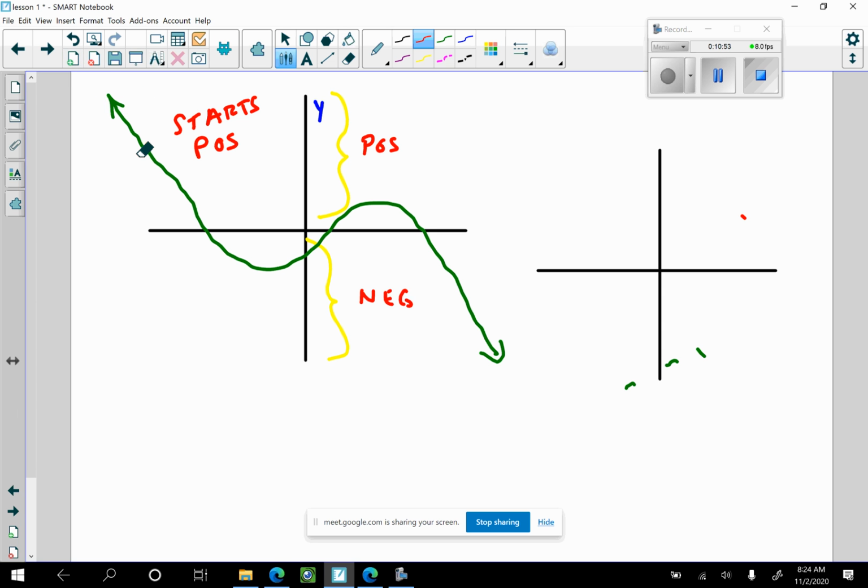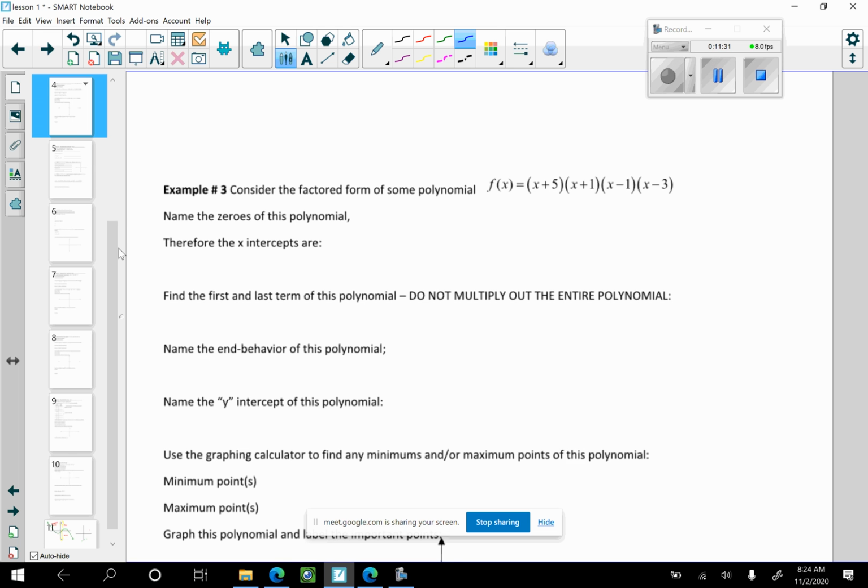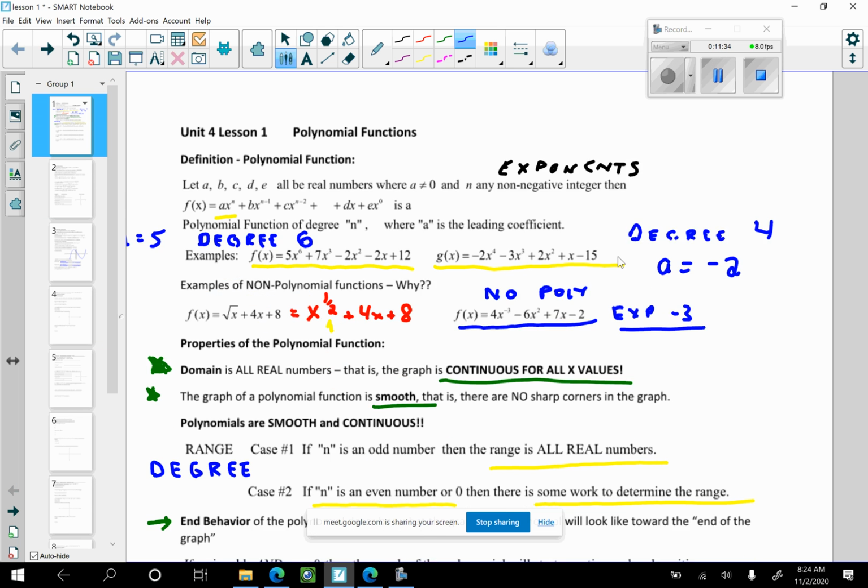But I do know that polynomials are continuous everywhere. So this thing starts positive, and then it ends negative. On the ends of this graph, this is going to be positive and negative. That positive and negative refers to the y values, positive y values or negative y values. That's what it means when a graph begins or ends positive. So let's go back to that. It might help a little bit, because people struggle. Okay, here we go.